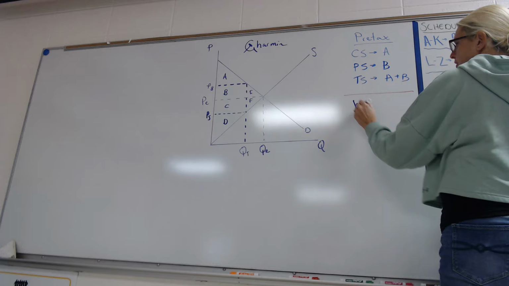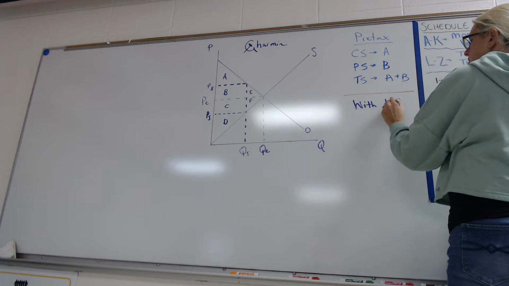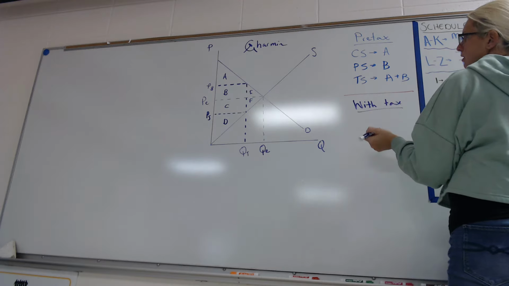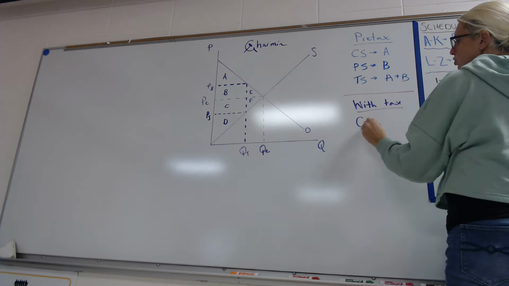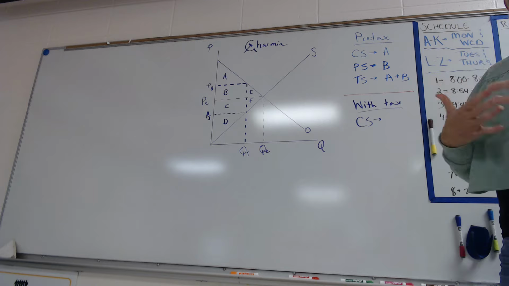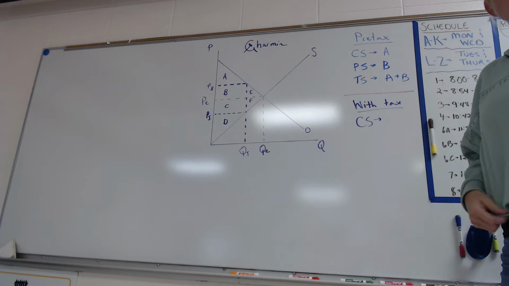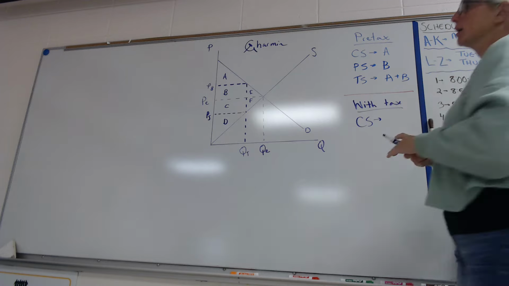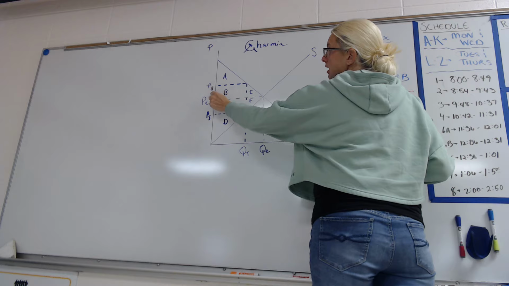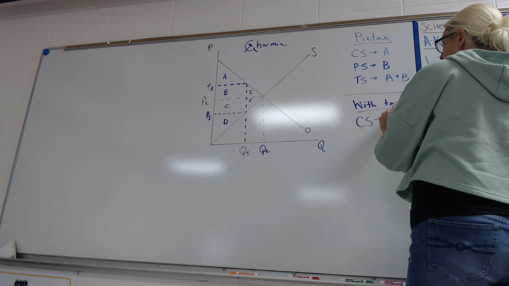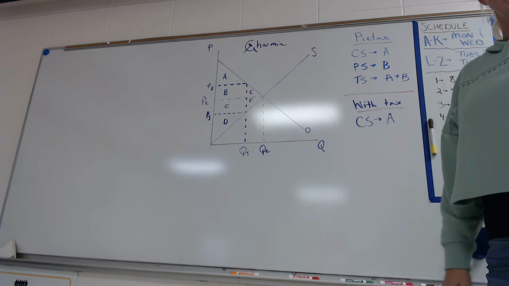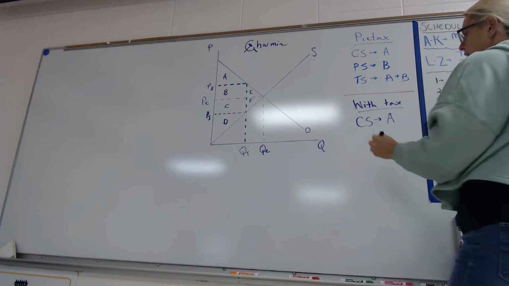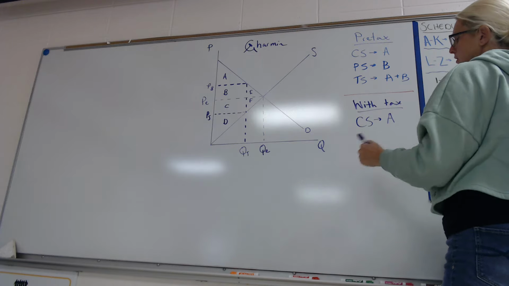So with the tax, this is going to see a major change. Consumer surplus, remember, is still below demand, above price. And who are the consumers? The buyers. So it's the buyer's price. So it's below demand, above the price that they have to pay. So it is A, but obviously A is a little bit smaller. You can physically see that. If there were mathematical numbers to this, you would see that too.